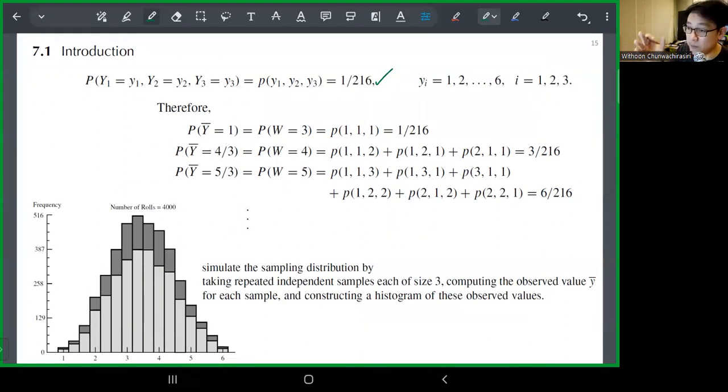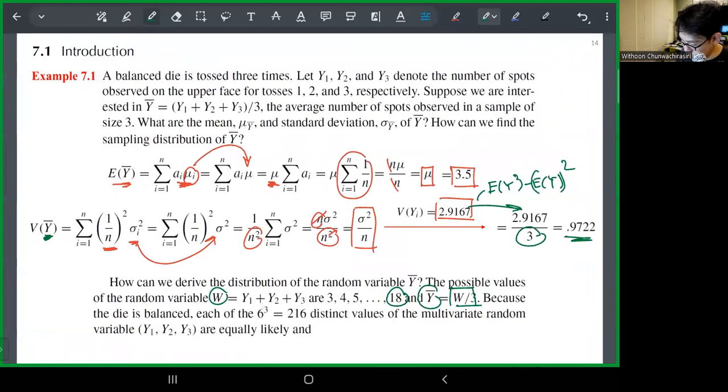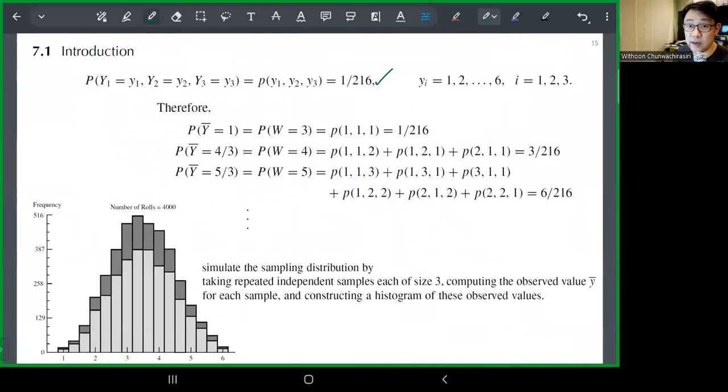What should be the probability that W is 4? Don't forget, W is just the sum of all the spots. And then you keep going. What is going to be the probability that W is 4, 5, 6, 7, 8, 9, all the way to 18? From there, you will be able to get a histogram. In theory, that is going to be the case.